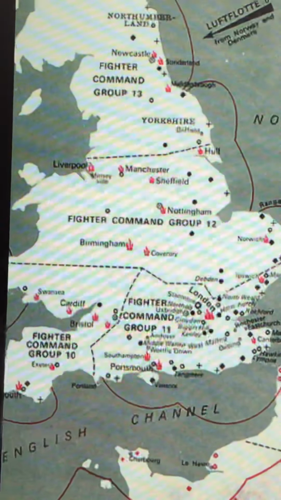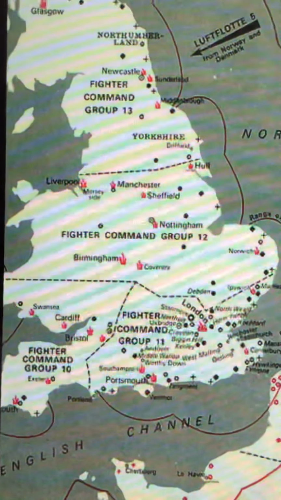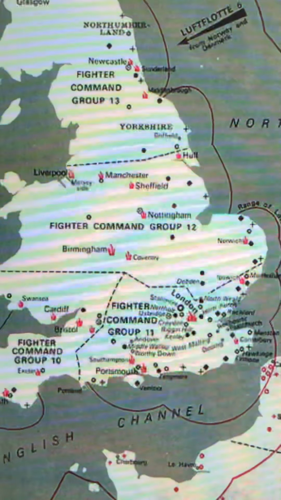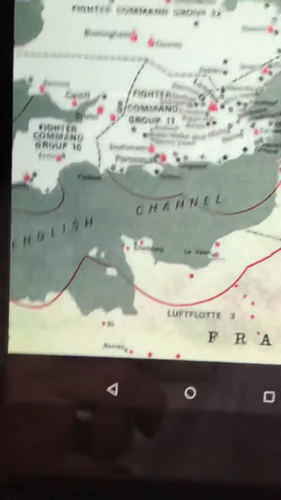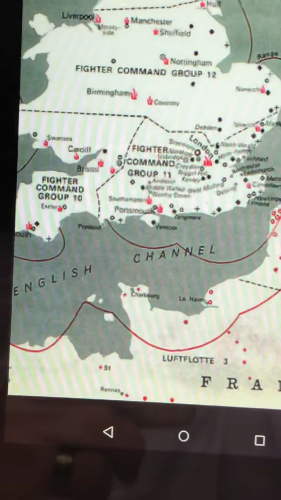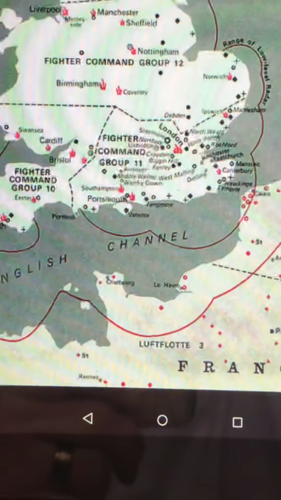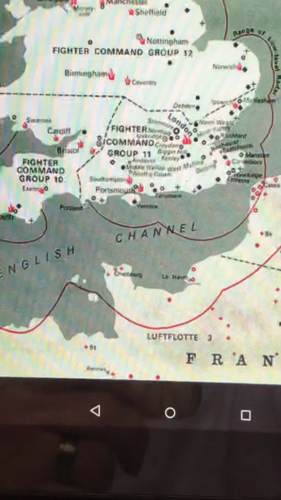This is my argument. I believe Raeder set the bar far too high, and I'm going to continue. So why? Well, look at the English Channel. The English Channel throughout most of the war was actually a no man's land.